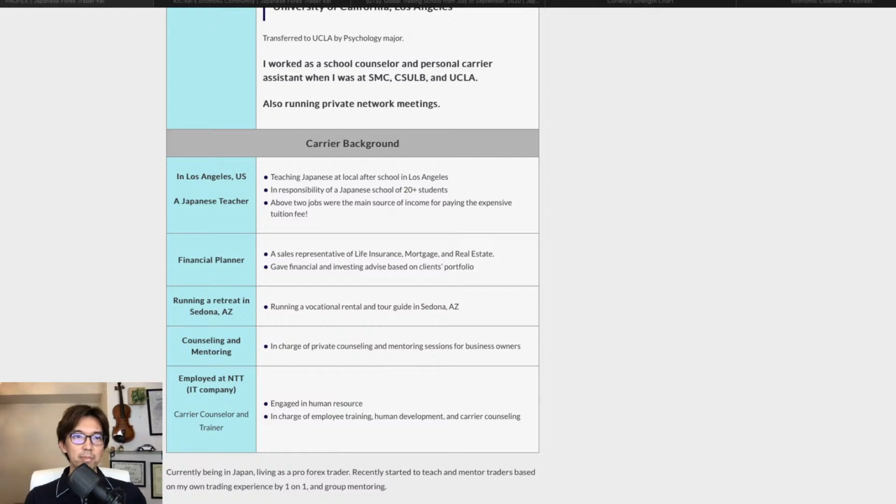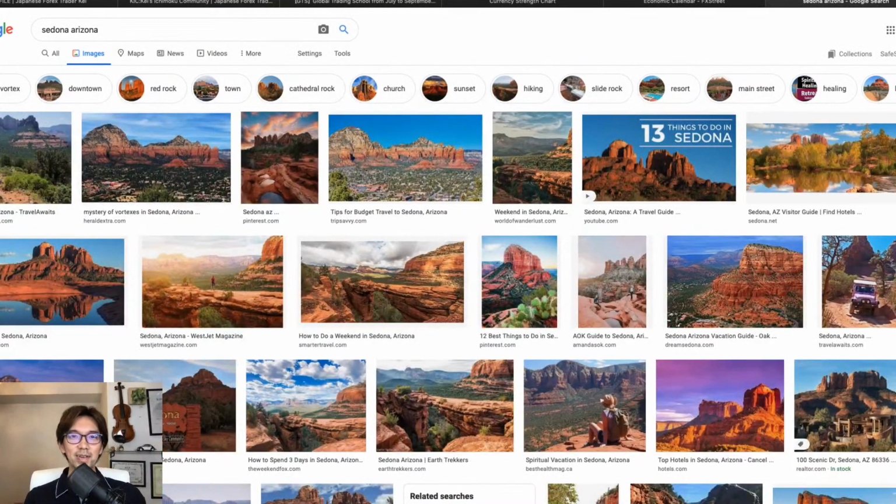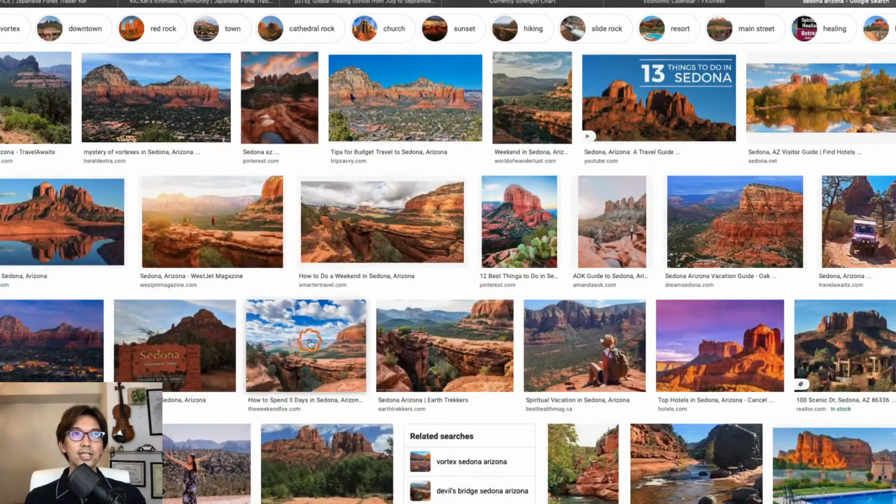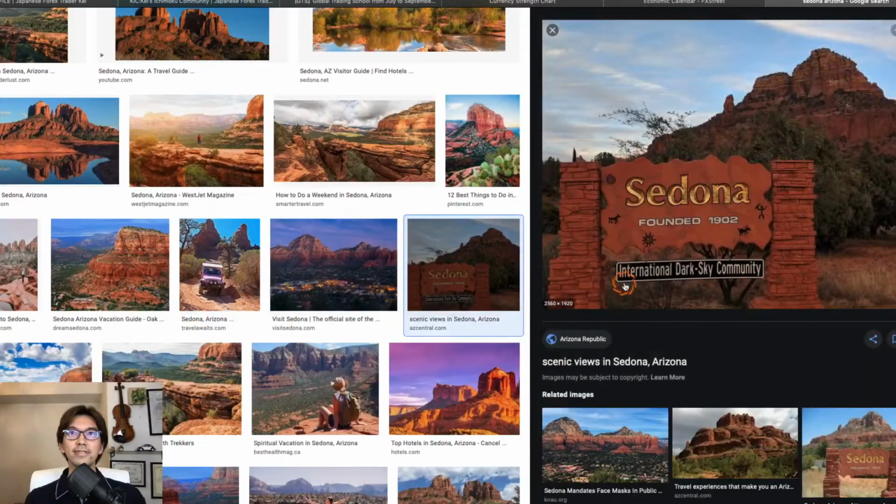If you haven't seen Sedona, Arizona, let me show you some of the pictures now. This is just a casual talk, so you can just relax and listen to my words. This is a place of Sedona, Arizona. This is one of the famous pictures here. And this is in Arizona state, and this place is considered to be one of the most profound places for native Indians, American Indians.